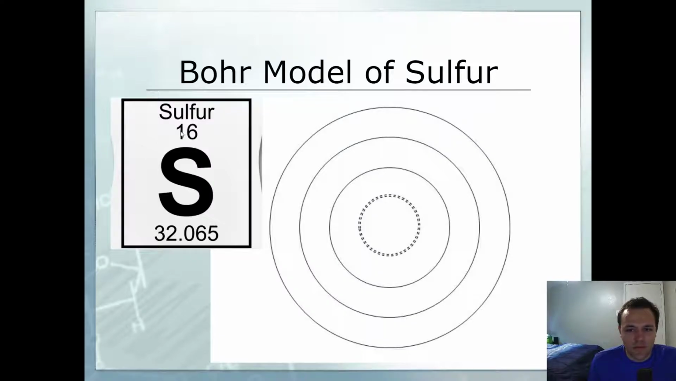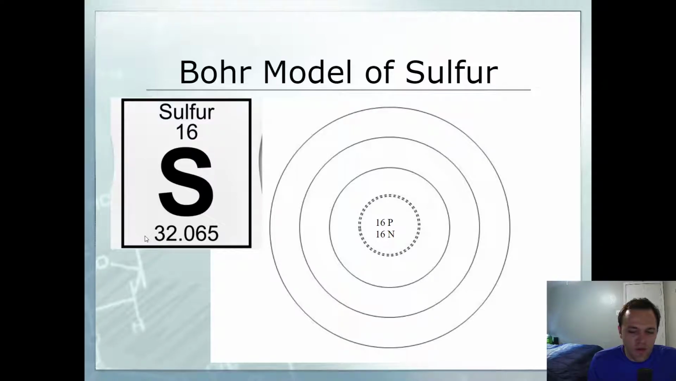So the atomic number of sulfur is 16. That means it has 16 protons. So in the nucleus in the middle, you're going to put 16 protons. And then for the number of neutrons, we're just going to use the most common isotope, which would be the whole number that's closest to the atomic mass that shows on the periodic table.